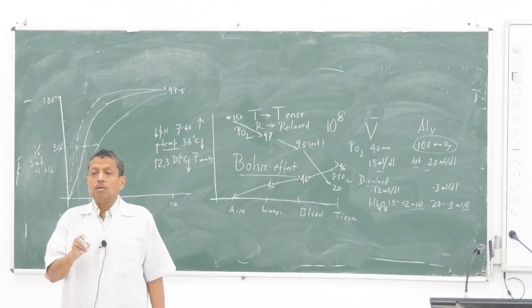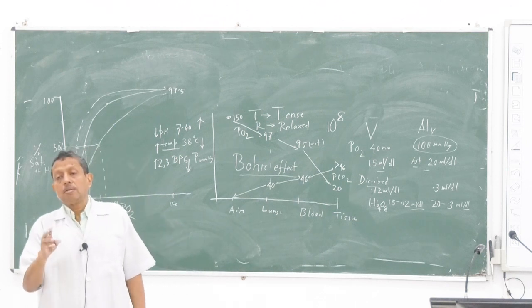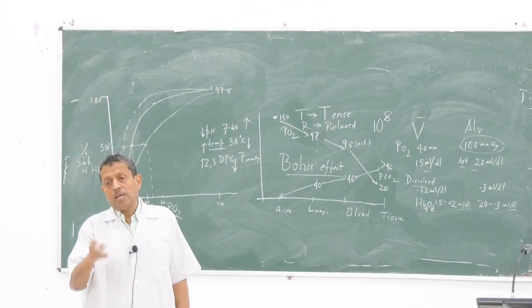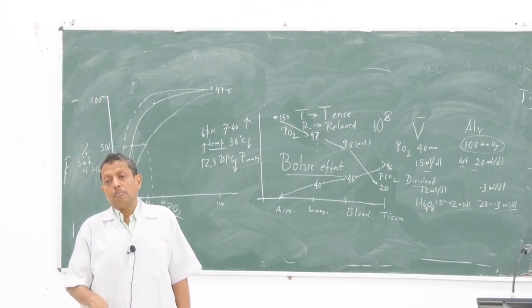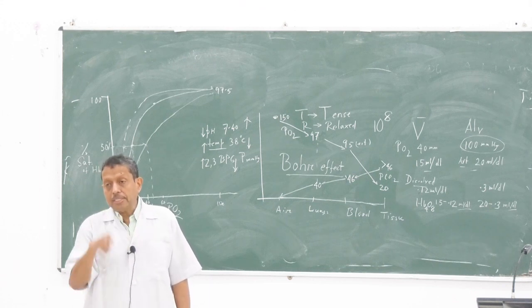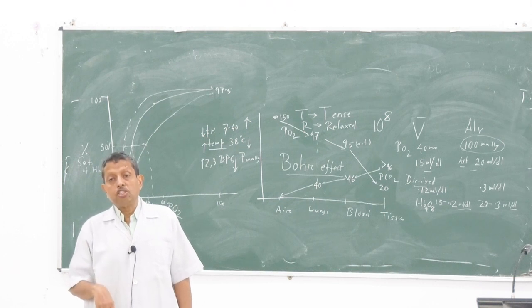That is, co-operative oxygen binding, equivalent binding, co-operative binding. Then that T to R conversion is responsible for this sequence.